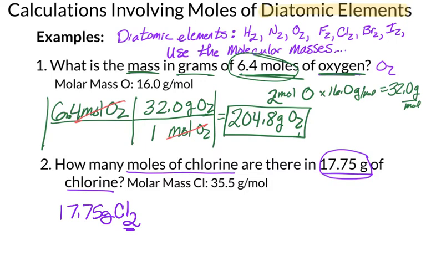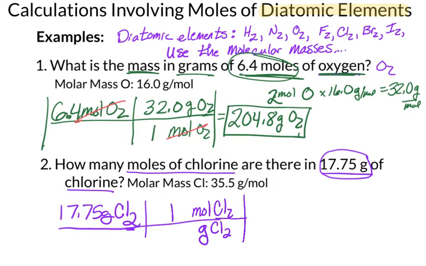So we know that we need to change from grams to moles, and grams is on the top here, so we're going to put grams on the bottom of the conversion factor, and we're going to need the moles on top. This is a molar mass question. Whenever we're changing between grams and moles, you're looking at some type of molar mass question. So what is the molar mass of chlorine?